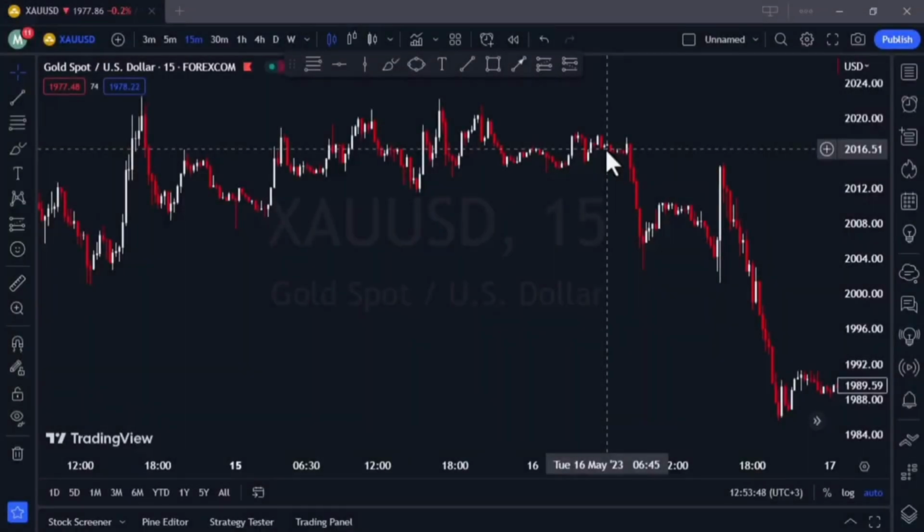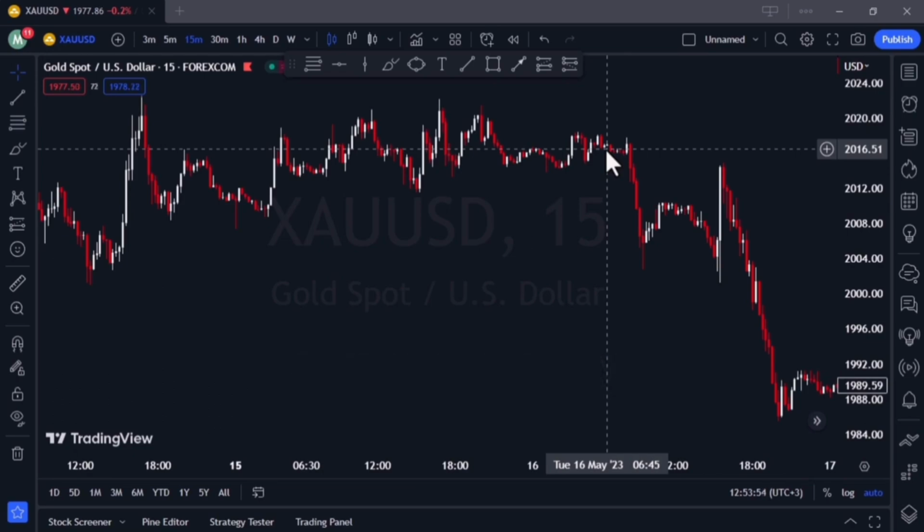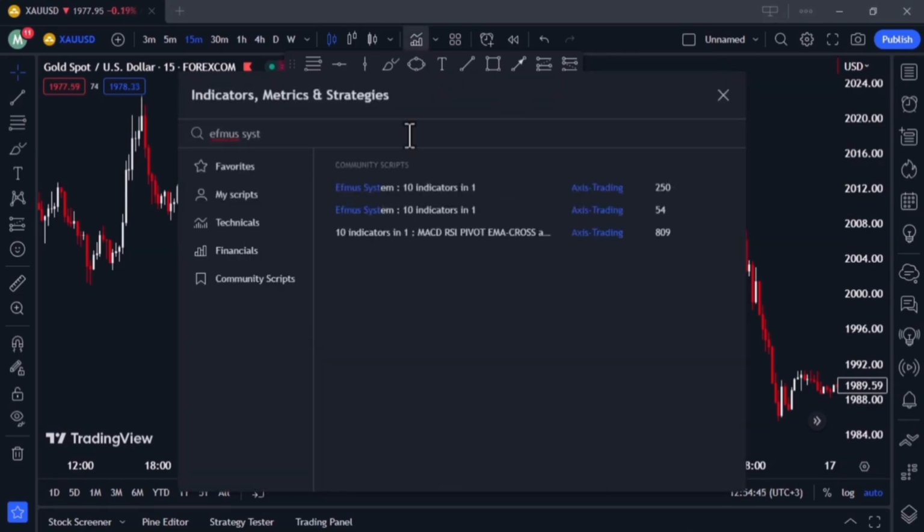Let's start with number 4. Number 4 is the so-called FMUS system. The FMUS system is a really powerful indicator, and you can use it in any time frame from 1 minute to 15 minutes, from 1 hour to 1 day, or let's say daily time frame. You can just simply go to the indicator sections and search for FMUS system.